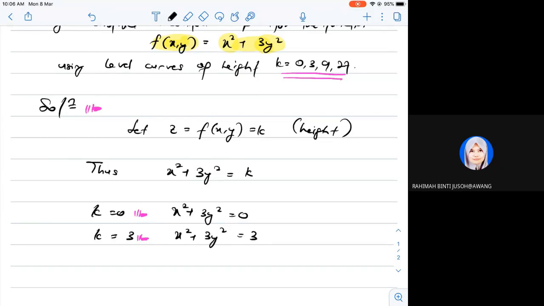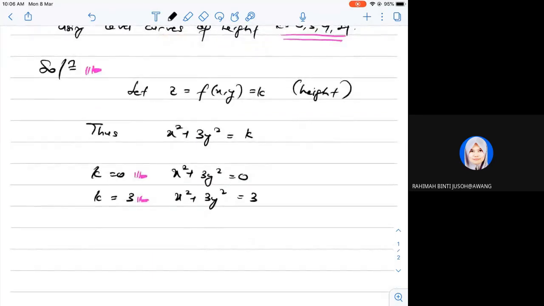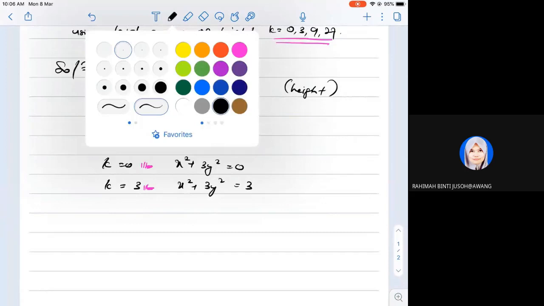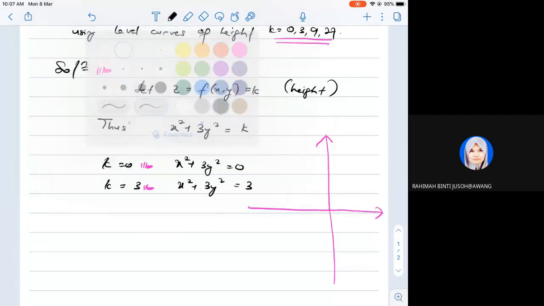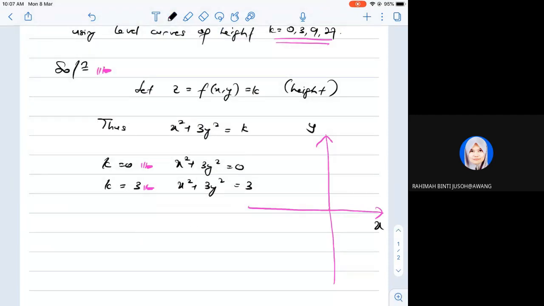All right, now let's say I plot the graph here. Use a ruler when you draw. Let's say here is X and right here is Y. Now for the first, k equals 0, we have x squared plus 3y squared equals 0, which means we don't have any radius here because it's equivalent to 0. Therefore, we have this point at (0, 0).